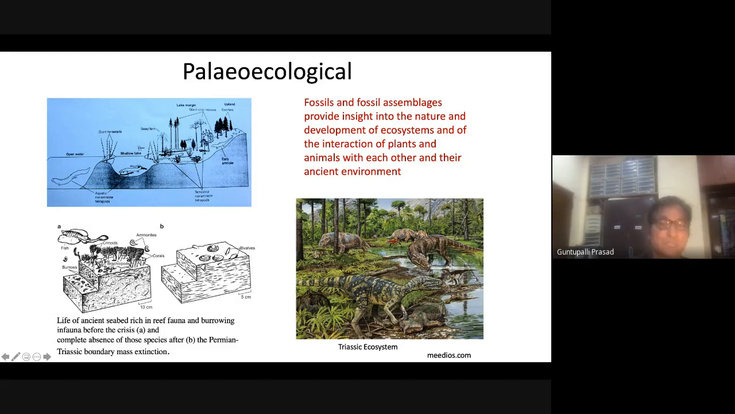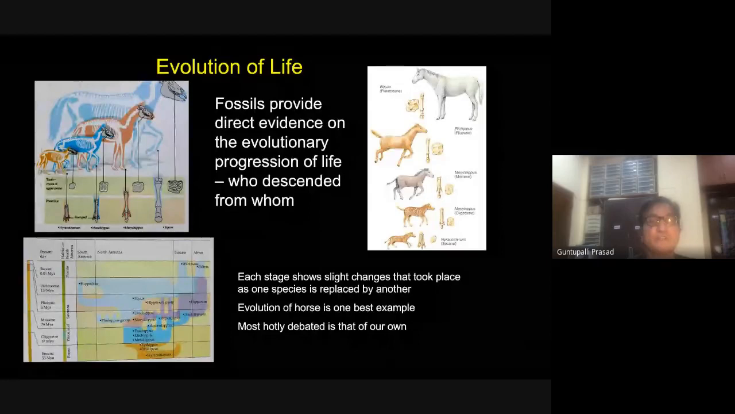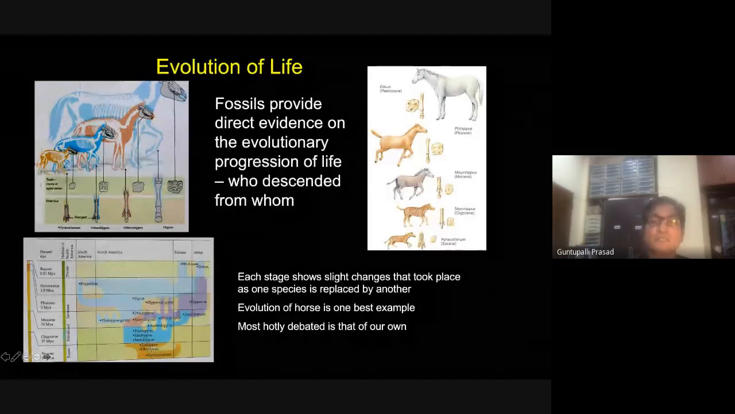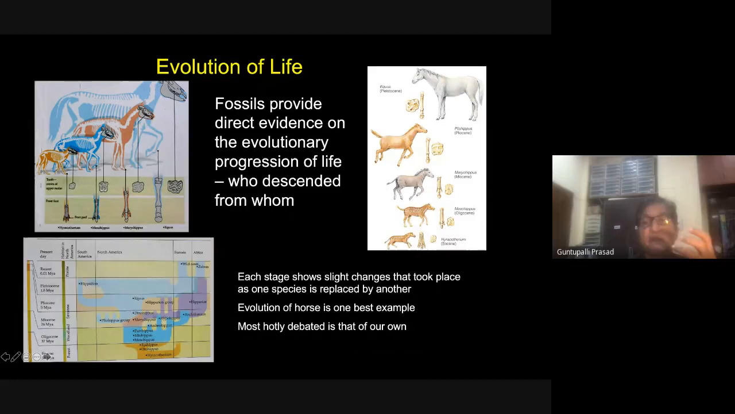Then, of course, the best example for the evolution of life comes from the fossils. This depicts the evolution of horses. Horse evolution is best documented in North America, where the continuous sequence of different stages through which the horses have passed can be seen, like the evolution of horse from a 4 to 5-legged animal to a 3-legged animal, and then a single-toed animal, and finally Equus is a single-toed animal, and how the complexity of the teeth has changed. Initially the horses were living in forest environment and feeding on the soft foliage of the forest plants.